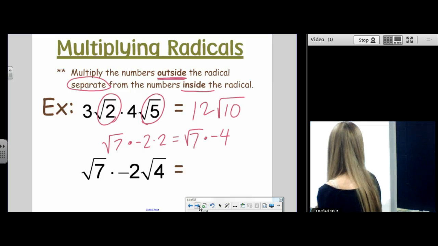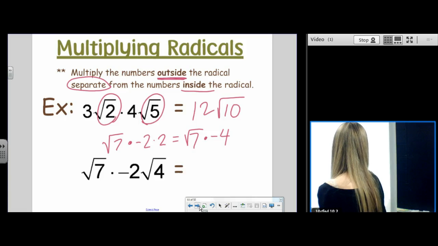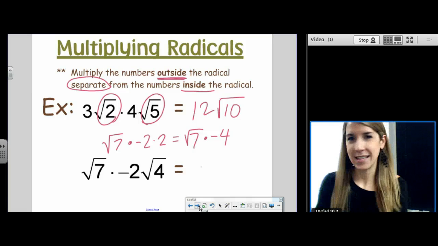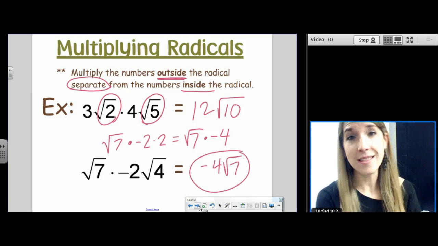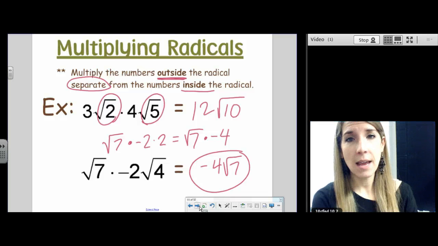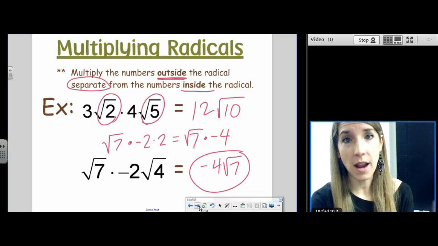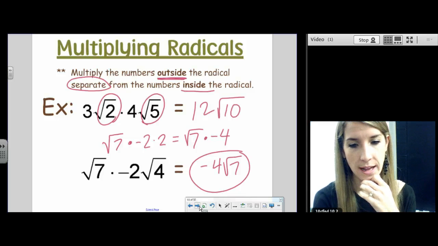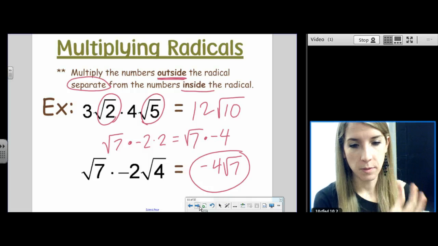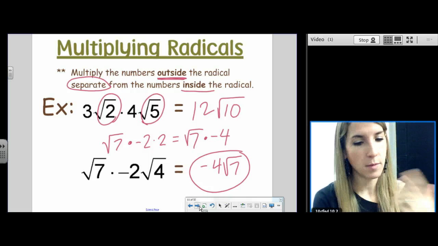So it's negative 4 root 7. Just like with x's, we always write the coefficient and then we write the letter x. Same goes here. We're going to write the integer, negative 4, and then we're going to write the radical, root 7. Negative 4 root 7. So that's how that one works. We simplified the negative 2 root 4 and then we just multiplied them.